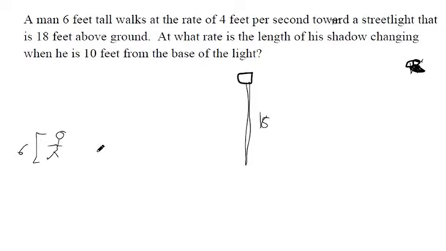There's a 6 feet person walking towards this 18 feet light pole, and they tell us that they're walking at a rate of 4 feet per second. So this distance right here, y, is changing at a rate of negative 4 feet per second. But maybe we'll use that in just a bit.